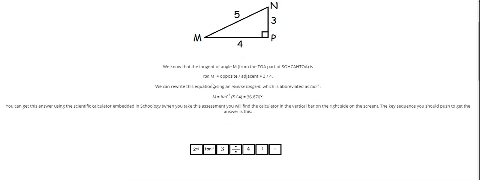Now we can rewrite that equation. If we want to find the angle M, we can do what we call the inverse tangent. So we're rewriting this equation using the inverse tangent, which is abbreviated as tan to the negative 1. So we have the inverse tangent of 3 over 4, and we can do this by pushing certain buttons on the calculator.